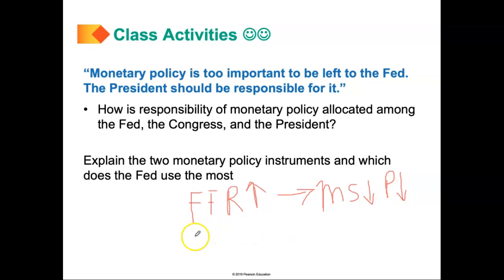Now, if the federal funds rate decreases, money supply increases because banks will borrow more from each other and lend more to each other, to do a lot of transactions. When money supply increases, aggregate demand increases, and every time demand increases, the price level tends to increase as well.